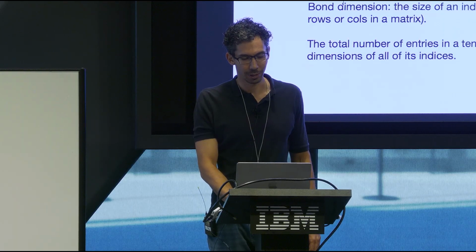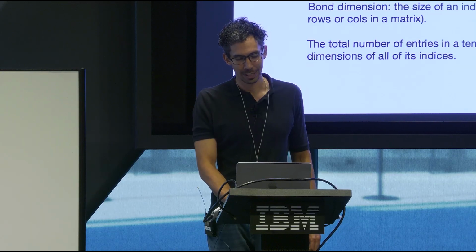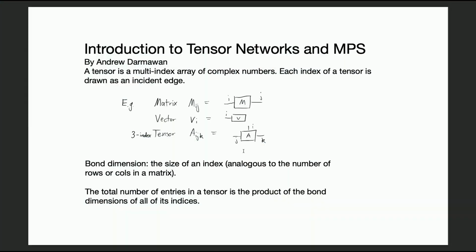So one important concept is the idea of the bond dimension. We say that the size of an index is the bond dimension of that index, or the dimension of an index. This is analogous to the number of rows or columns in a matrix. And then it's clear that the total number of entries in a tensor is just the product of the bond dimensions of all of its indices.